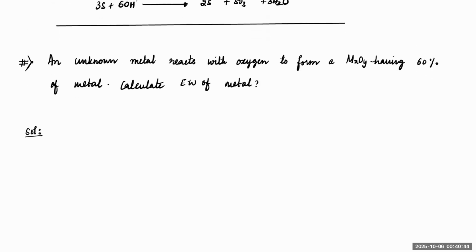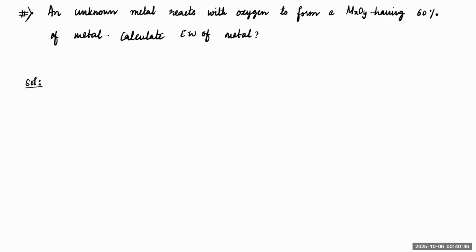Continuing from where we stopped the other day. An unknown metal reacts with oxygen to form metal oxide having 60% of metal. Calculate equivalent weight of metal. See, what does this mean? That I have a metal, right?